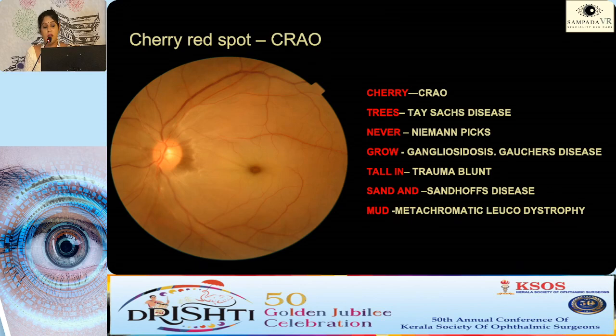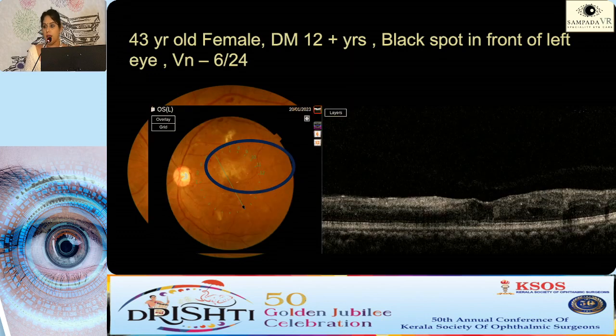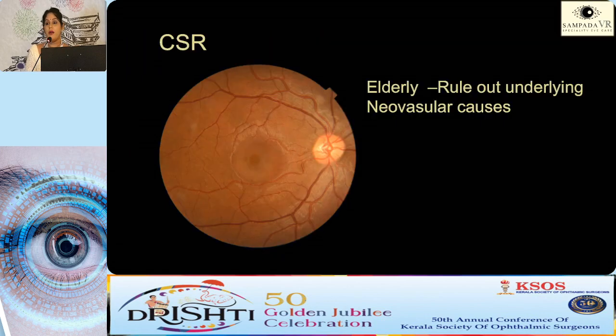Now, cherry red spot. Cherry trees never grow tall in sand and mud. So, as you all know, this is the norm. And this is another patient. You can see the whiteness over there at the posterior pole. Don't just think that it is just a fibrotic scar. Basically, it is a small retinal artery occlusion sitting over there. So the vision was totally disproportionate to what you see over there.